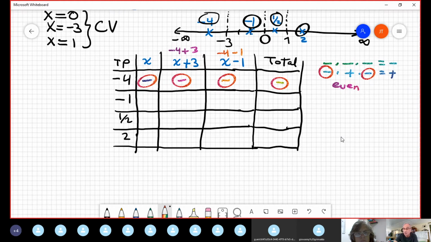Let's complete, fill out. Oh, one second, Professor. Let me get that right. Hold on. If it's even, it's going to be positive. If it's odd, it's going to be negative, correct? Absolutely perfect. Even, positive. Odd, negative.